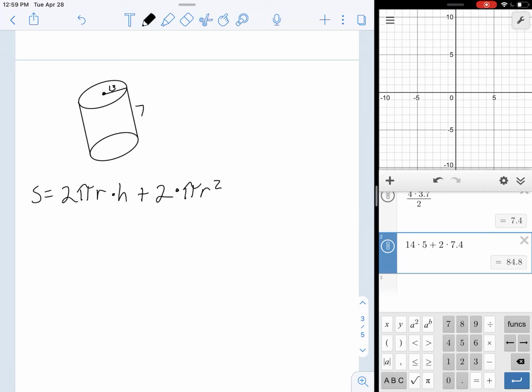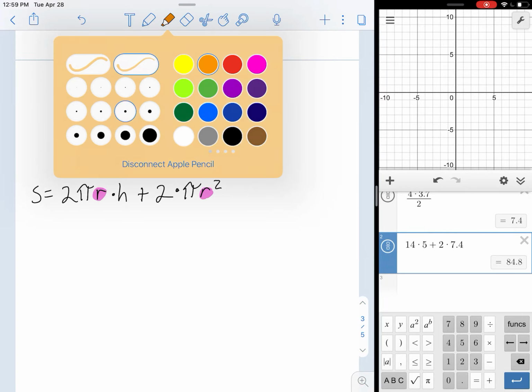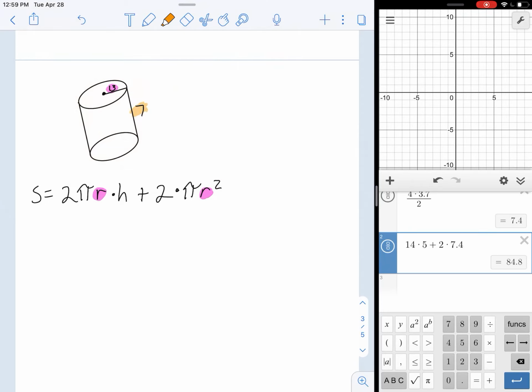All right, so what we're going to do is take all that information exactly as we see it. There's actually no special calculations we have to do. We just have to take those values and plug them in. So that 13 is going to go in place of every single r that we have there. And this 7 here is going to go in place of the h.